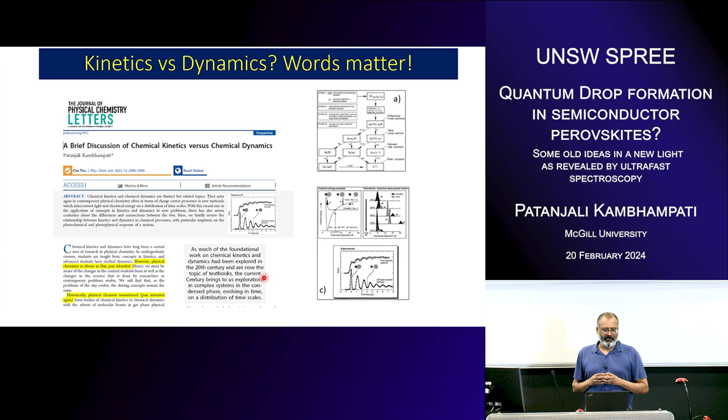a year or two ago on kinetics versus dynamics, because I see in the literature people use both terms interchangeably, and in some cases even in the same paper, and in some cases even in the same paragraph, which is just horrible writing. English writers would have had a cow about that one.